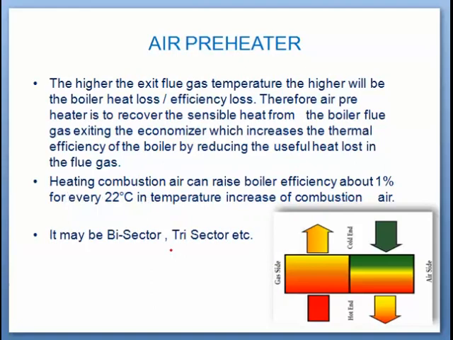Here you can see that heating combustion air can raise boiler efficiency about 1% for every 20 degrees centigrade of temperature increase of combustion air. It means with every 20 degrees centigrade increase in temperature of combustion air, there will be a 1% increment in the efficiency of the boiler.